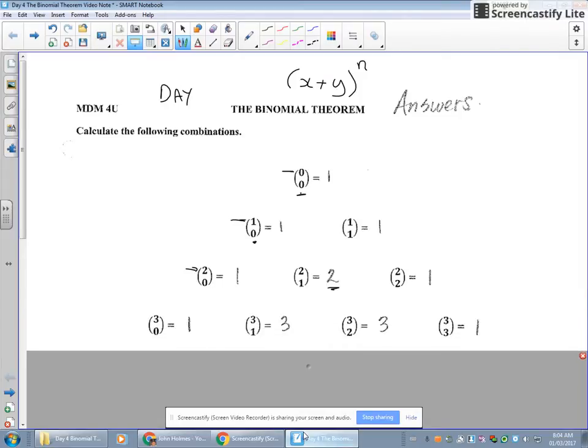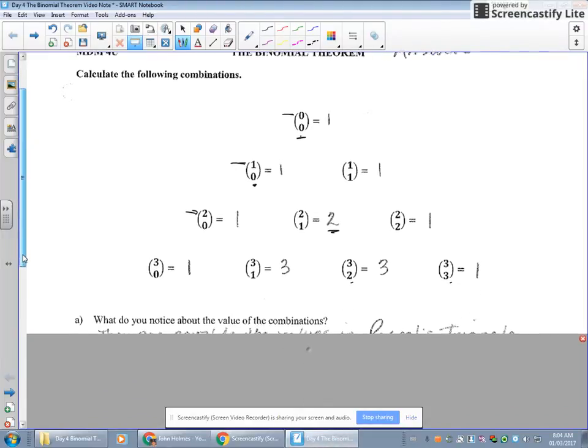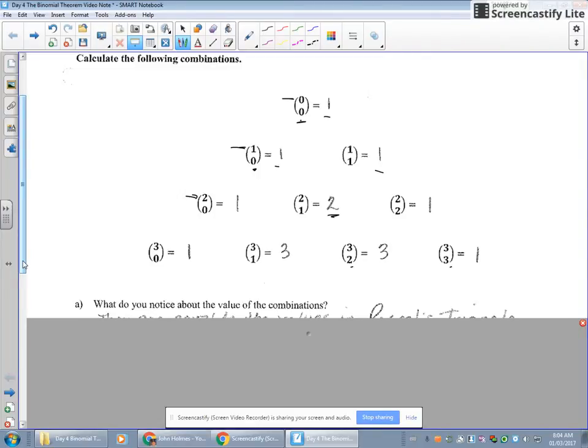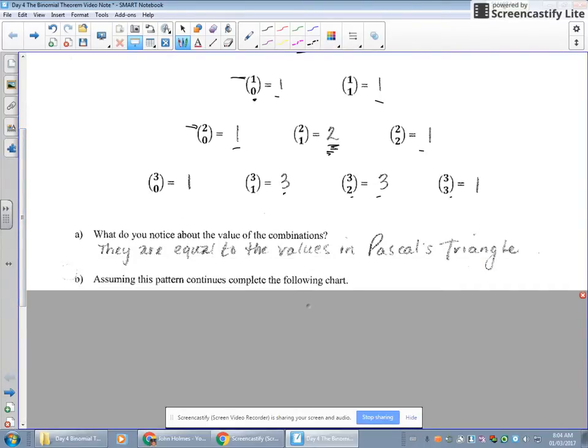As I continue down, you'll start to see that we're really seeing a pattern here. Now we're choosing from 3 items, and I can either choose 0 items, 1 item, 2 items, or 3 items. And these are the answers to our combination questions. So what is this really giving us? You'll notice that these numbers, 1, 1, 1, 1 plus 1 is 2, 1 plus 2 is 3, 2 plus 1 is 3. This is, of course, just our Pascal's triangle that we've seen before. So what do we notice about the value of these combinations? They are equal to the values in Pascal's triangle. All right, so we're trying to draw a correlation between combinations and Pascal's triangle.